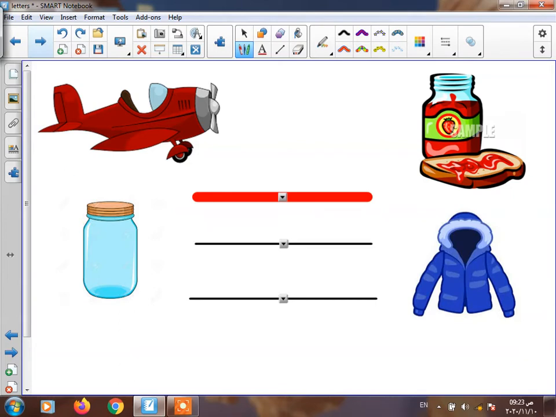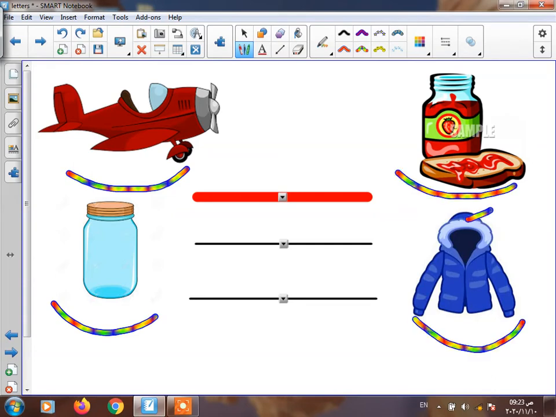Here KG2. What is it? It's a jet. It's a jar. It's a jam. It's a jacket. All of these, KG2, start with sound J. Start with letter J. How can I write letter J?